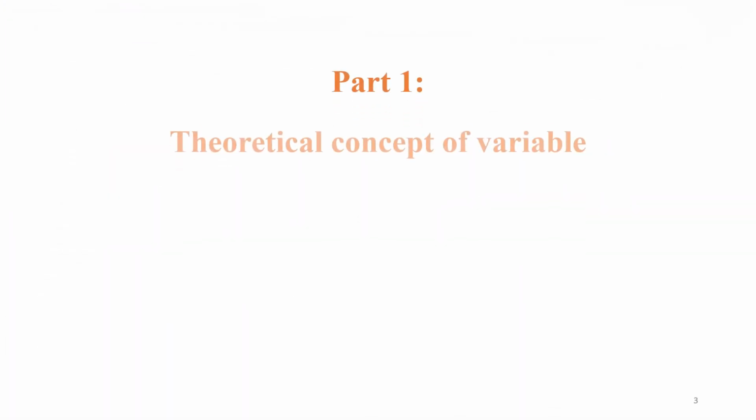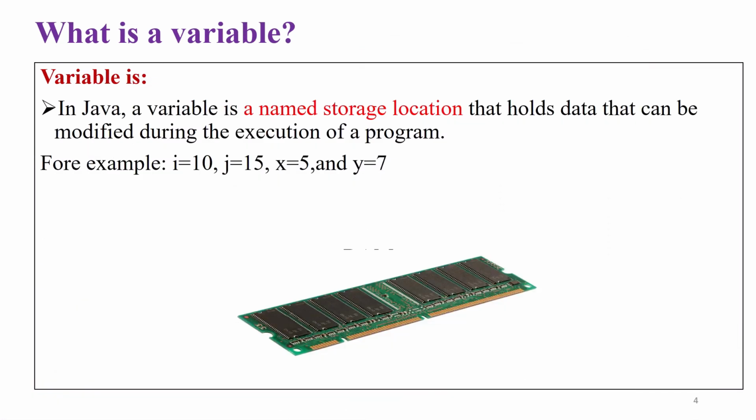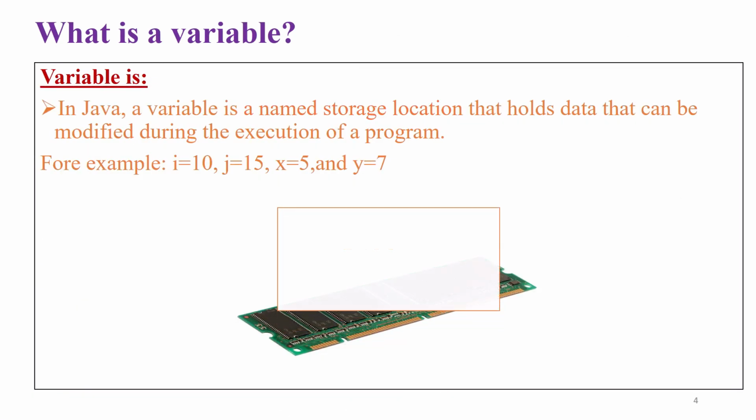Part 1, Theoretical Concepts of Variables. What is a variable? In Java, a variable is a named storage location that holds data that can be modified during the execution of a program. As you see here, we have 4 variables having different values.